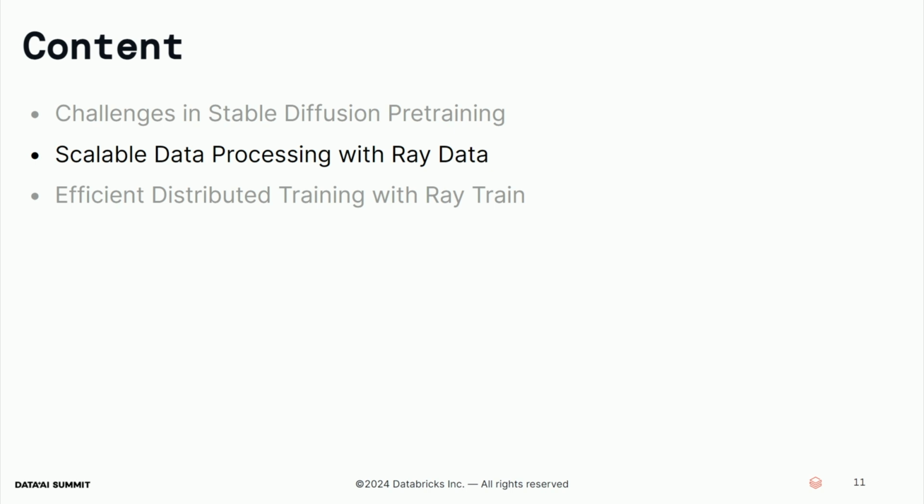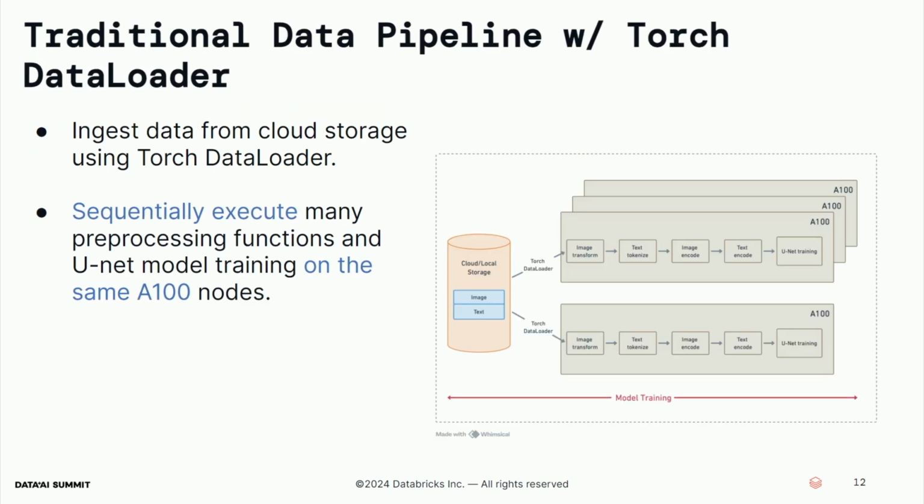Okay, thanks, Yunshen. In the next section, I'm going to talk about how we handle the challenges in data processing with Ray Data. So first of all, let's take a look at how we typically implement this data processing pipeline without using Ray Data. To achieve data parallel training, we need multiple A100 nodes, and on each node, we use the torch data loader to ingest the data, and then apply a bunch of preprocessing functions sequentially, and then feed the data into the model training. So all of this happens on the same A100 node.